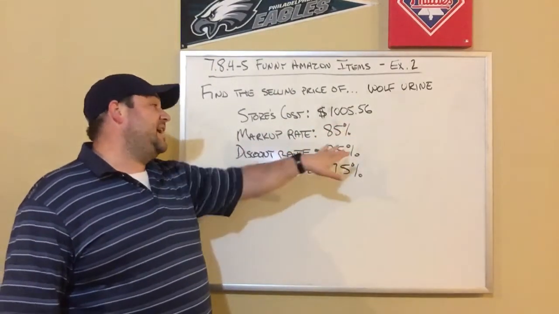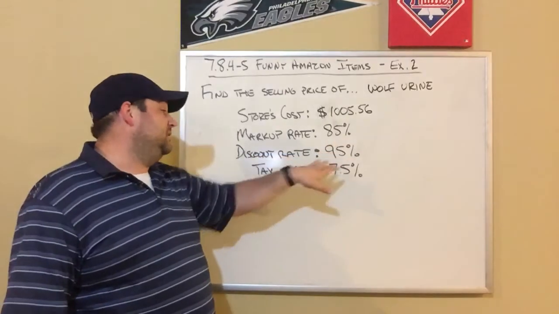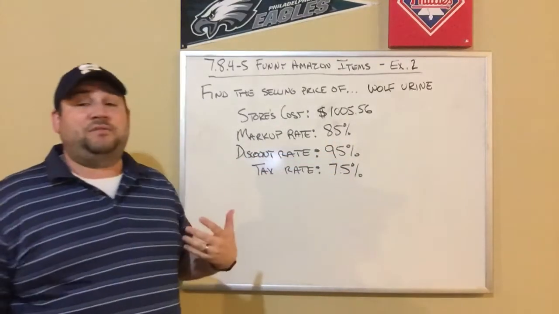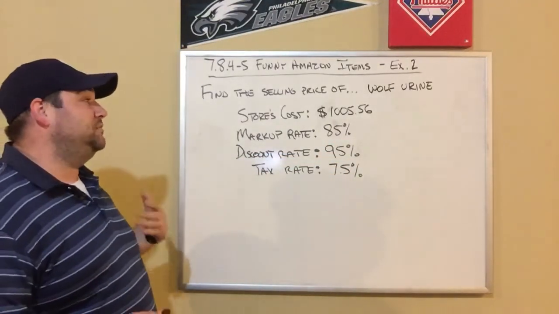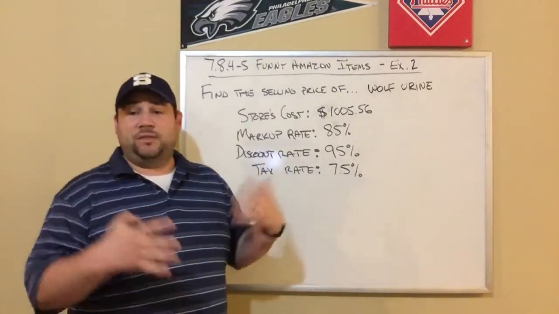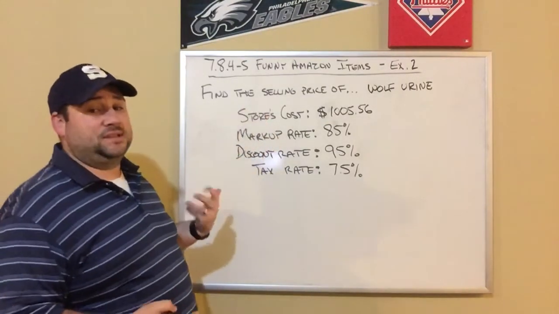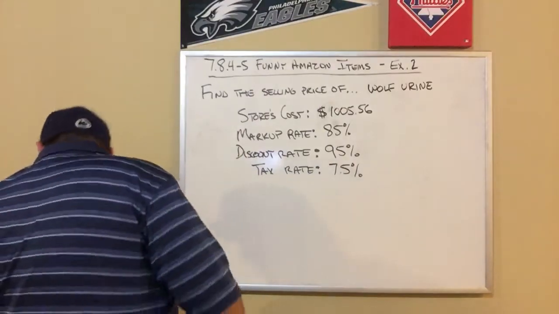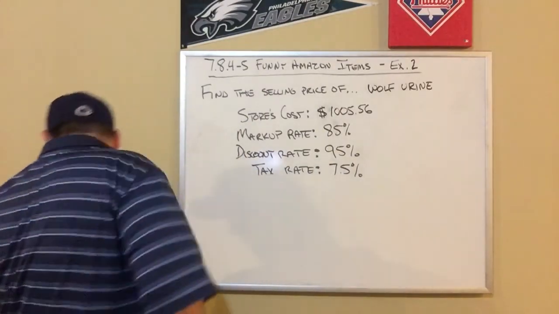Then they're going to discount it by 95%. And then finally, there's going to be sales tax of 7.5%. And we're being asked to find the selling price. What do they sell it for in the end after all these different things happen? So what we're going to do is use my calculator in a minute. I guess I don't need it yet.